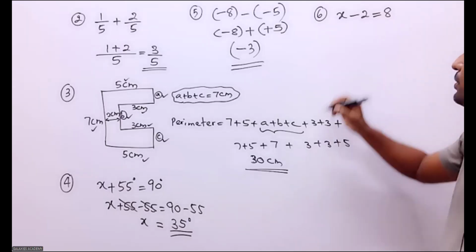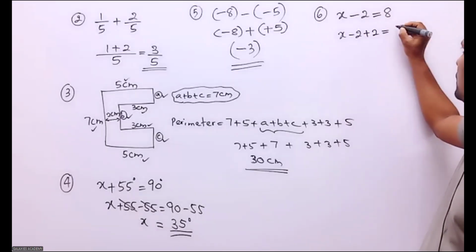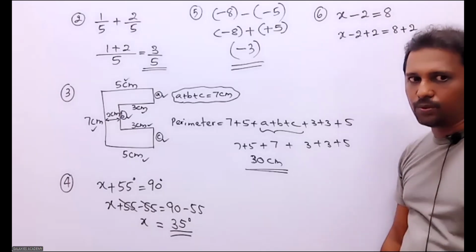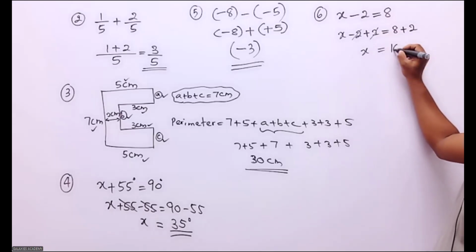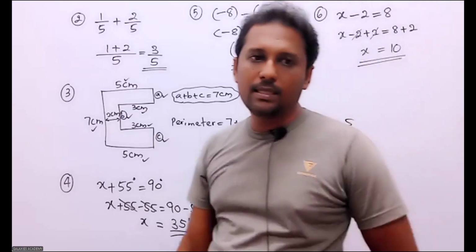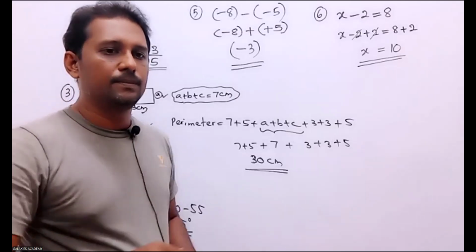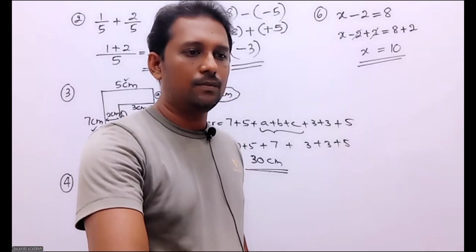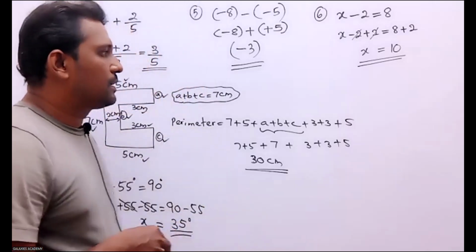So what do you have to do? You have to put plus 2 to balance the equation. On both sides you have to put plus 2. Then minus 2 and plus 2 cancel. x equals 10. So what is the value of x? x equals 10. It is question number 6. Right. Question number 7.